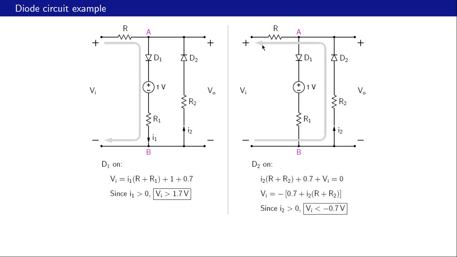Okay, let us start from this point. We go down like that, come across a voltage drop of Vi, so that we take as plus Vi. Then we come across a voltage drop of R2 times I2. Then a voltage drop of 0.7 across D2, and then a voltage drop of R times I2 across R. So these voltage drops when added must give us 0, and that is this equation here.